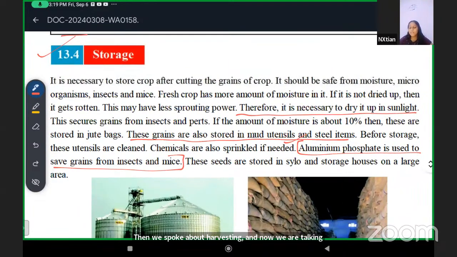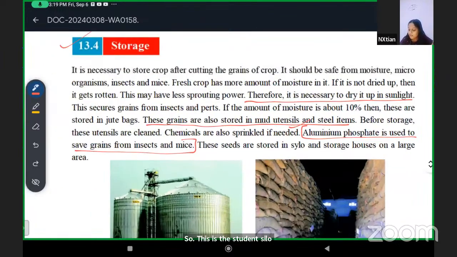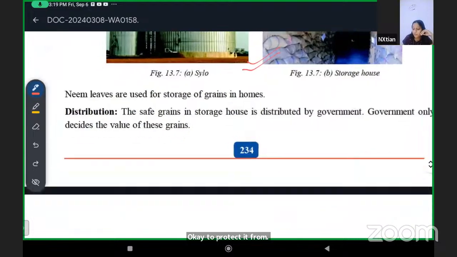These seeds are stored in silos and storage houses in a large area. Storage houses are very big and shut from all sides so that mice and other pests do not enter. Chemicals are sprayed in them, and the grains are kept in jute bags to protect them from insects. So this is how it's stored.